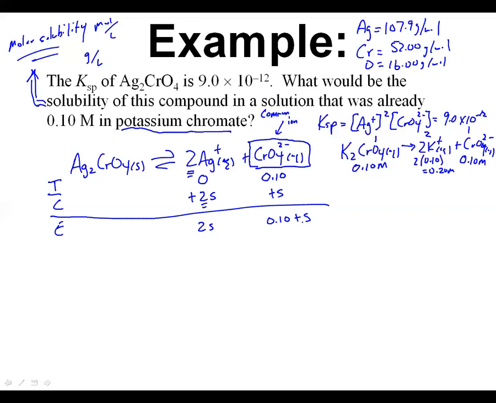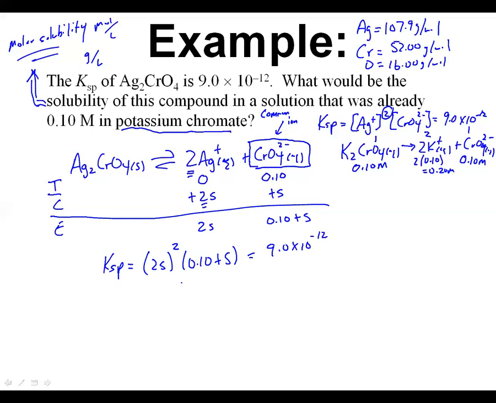Okay, and again, if you do have questions, make sure you do ask, but we are then going to pop that into our Ksp expression. So our Ksp in this case would equal our product. So this is going to be 2s. Again, we need to square it here because of the 2 that we see here. And that's going to be times 0.1 plus s. And that's going to equal 9 times 10 to the -12.